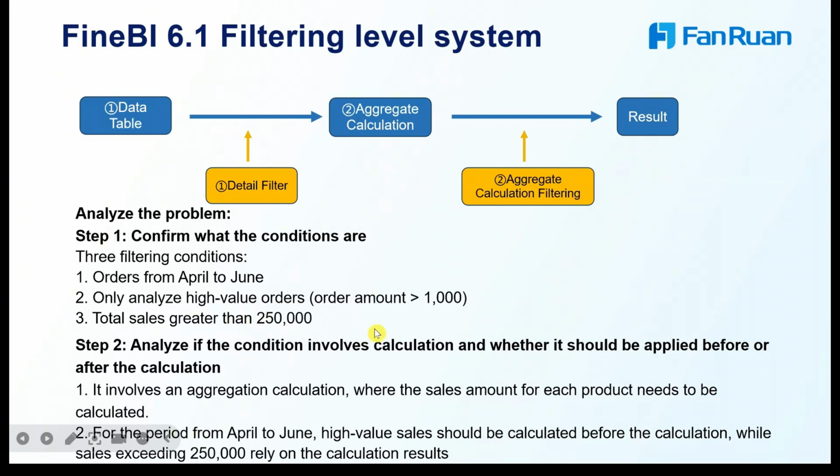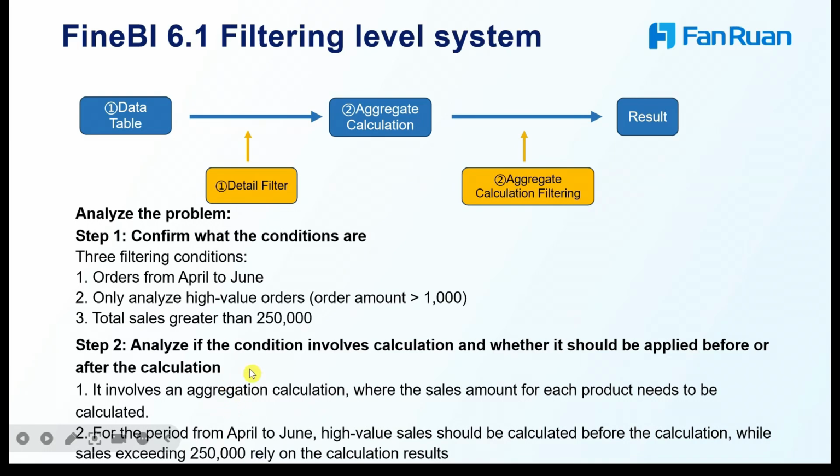Let's refer to the simplified diagram. We first need to determine whether each condition involves aggregate calculation. We can see that total sales greater than 250,000 clearly requires an aggregate calculation of product sales. Because just looking at a detail level table, I can't tell the total sales of a product over the month.